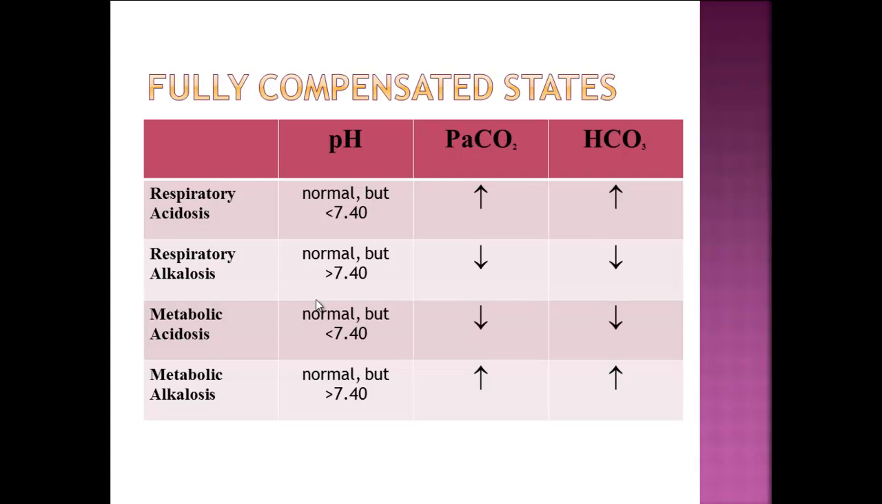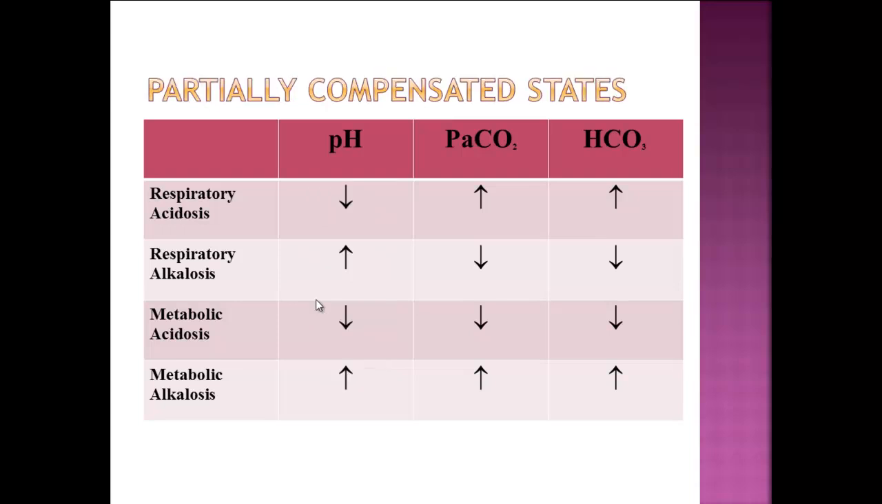Fully compensated because the pH is normal, but looking at where the pH was before it was normal helps you determine if it was an acidotic condition or an alkalotic condition, and then comparing that determination to your bicarb or PaCO2 levels lets you also conclude whether it was a respiratory or metabolic condition before being compensated.